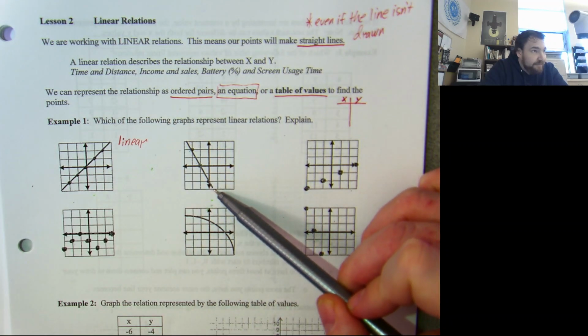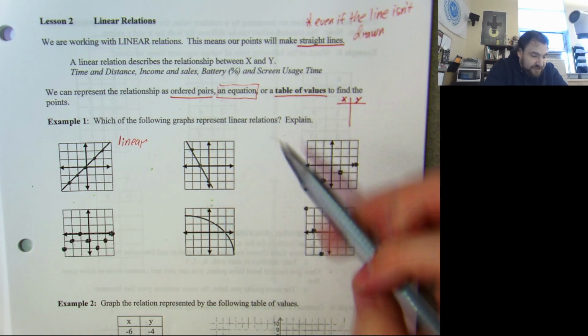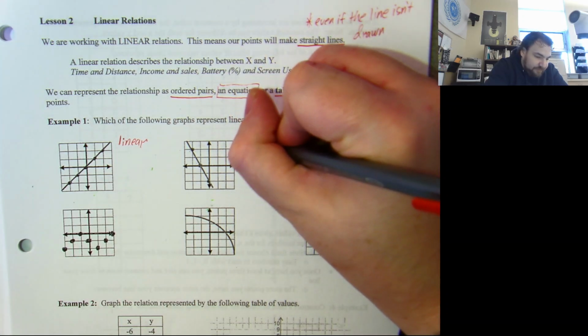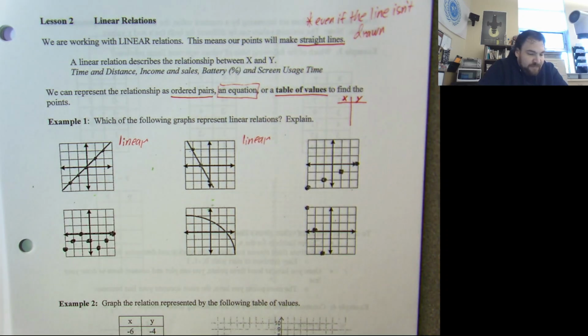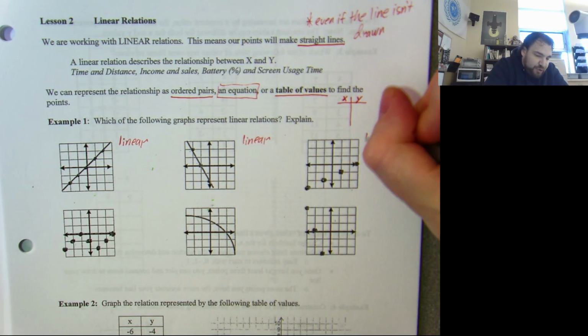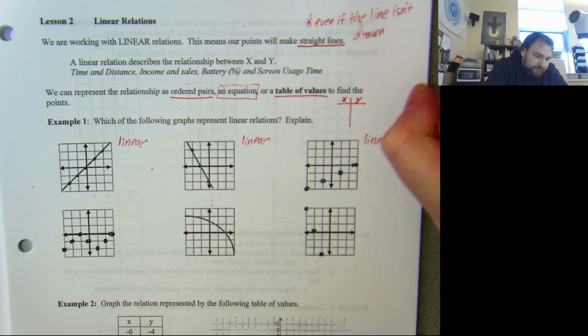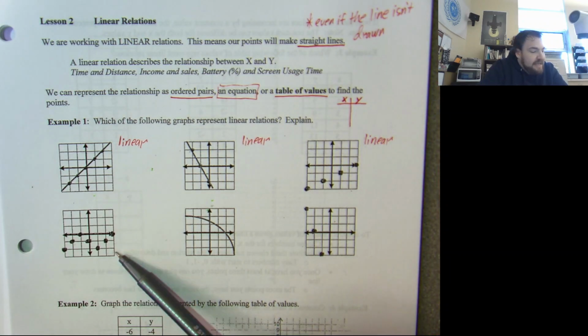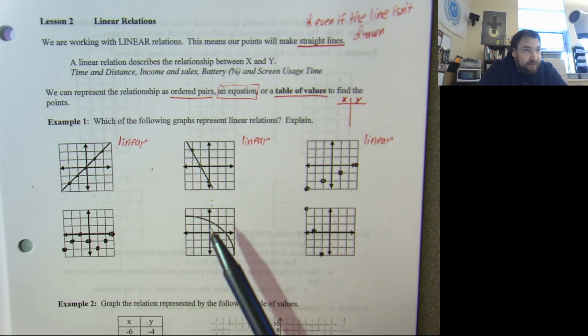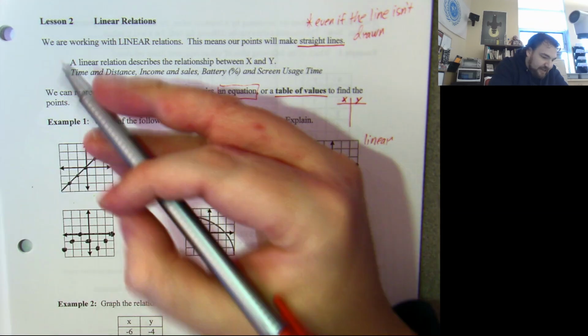How about this one here? That is also linear. How about this one? It is linear because if I wanted to draw the line, I could, and the line would be straight. So those three are all linear. How about this one? Can I draw one straight line through all of those points? I need to be able to draw just a singular line. Then no. So this one here is nonlinear.